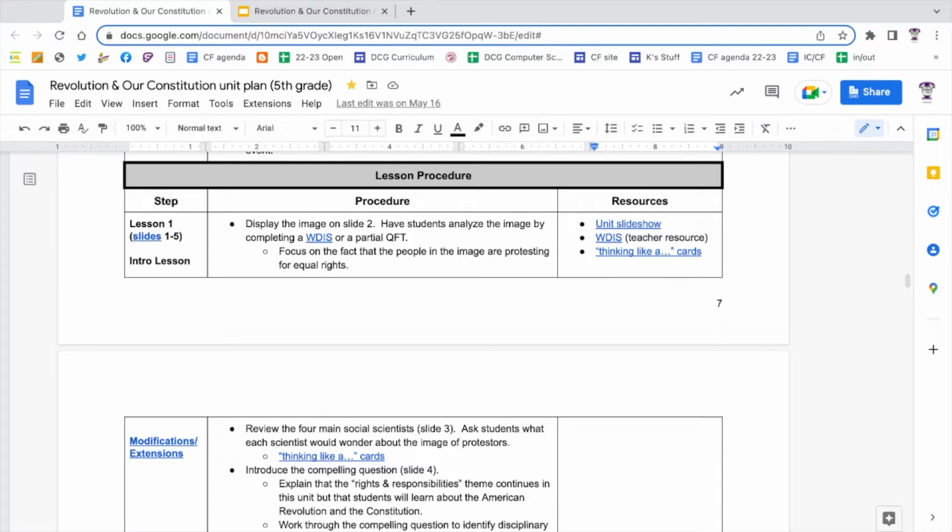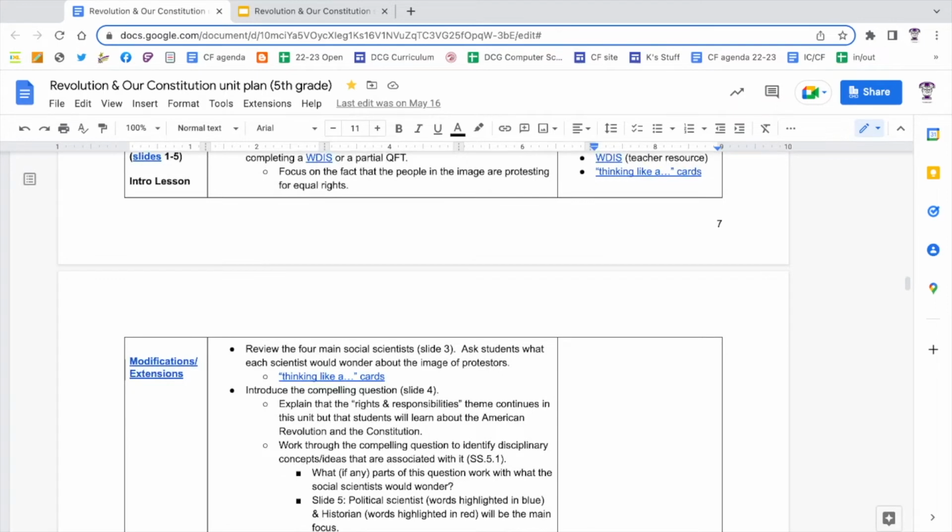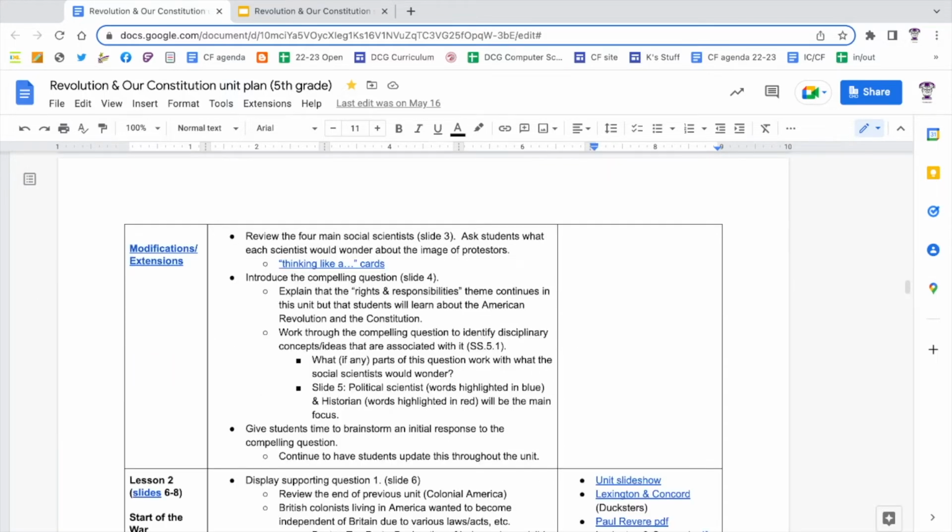So then what we move into when we consider what the 4 main social scientists would wonder about that particular image. So this is a good time to review the Thinking Like a Social Scientist cards. Then you move into talking about the compelling question and using the rights and responsibilities theme from throughout the years so far. Then we're going to focus on the disciplinary concept, which just means which of these different types of social studies disciplines would connect with this question. So the political scientist and the historian are going to be the main ones.